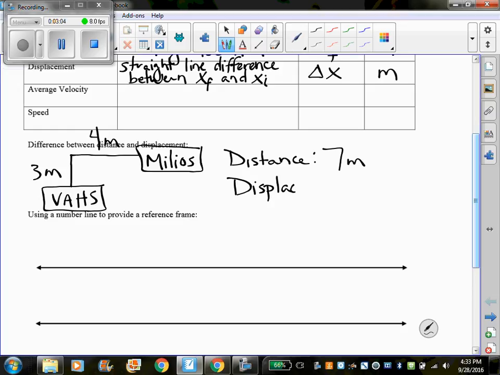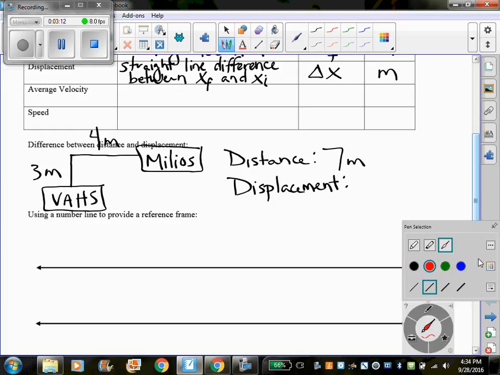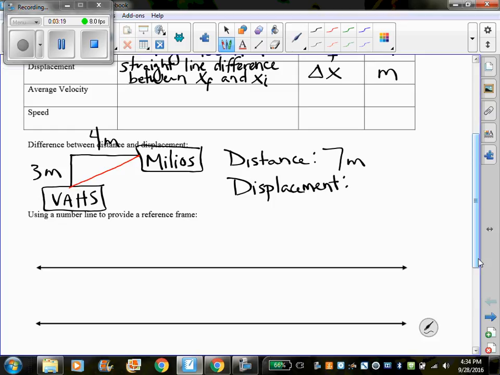Displacement is talking about the straight line difference from where you start and where you end. So our displacement is this. It's the hypotenuse of this right triangle. And if you remember from math class, a right triangle with legs of 3 and 4 has a hypotenuse of 5. It's a 3, 4, 5 triangle. So our displacement is 5 meters.